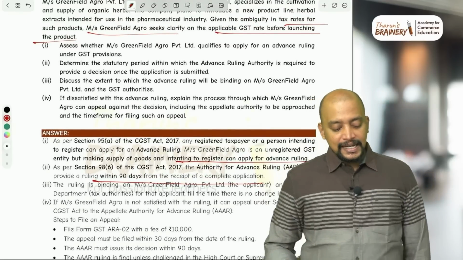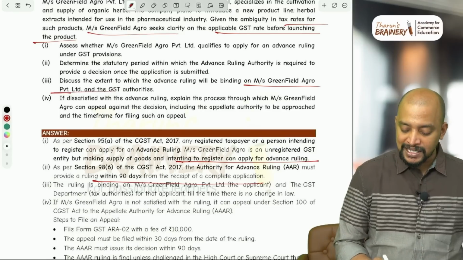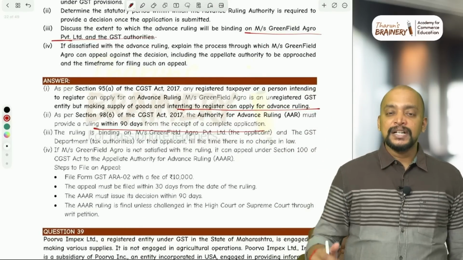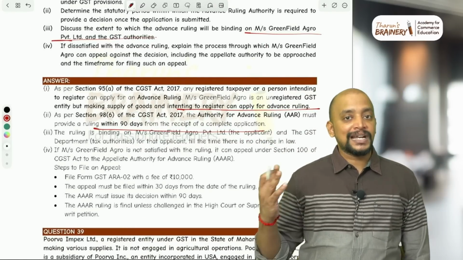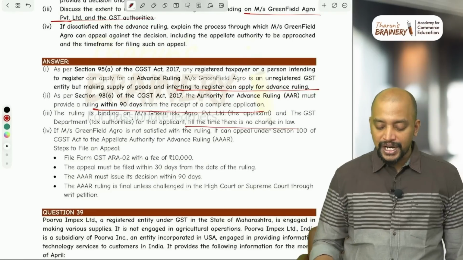Then discuss the extent to which advance ruling will be binding on Messrs. Greenfield Agro Private Limited and the GST authorities. Once the advance ruling is pronounced, it will be binding on the GST department as well as on the applicant. Okay, till the time there is no change in law.